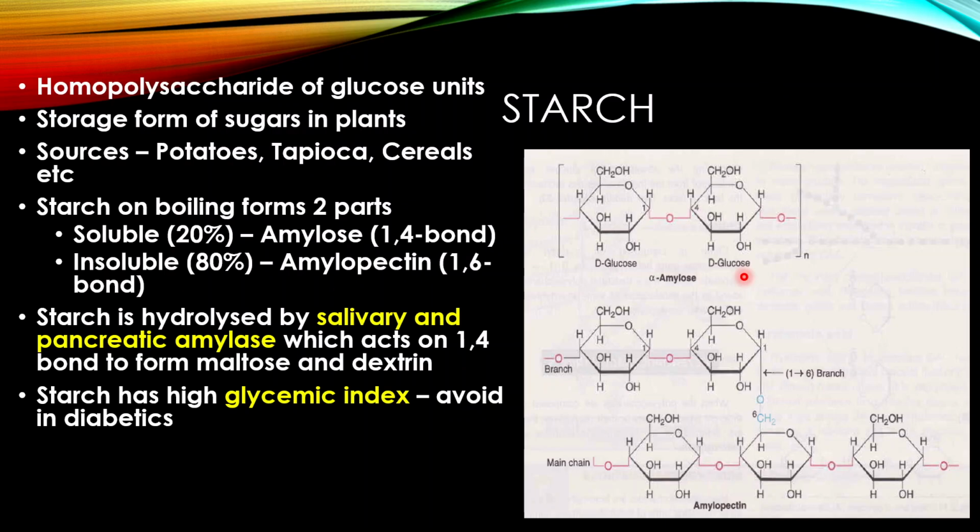blood sugar level as compared to the reference glucose, is high. Okay, so starch will increase blood glucose levels more, so that is why it has a high glycemic index, and it is best avoided for diabetics.